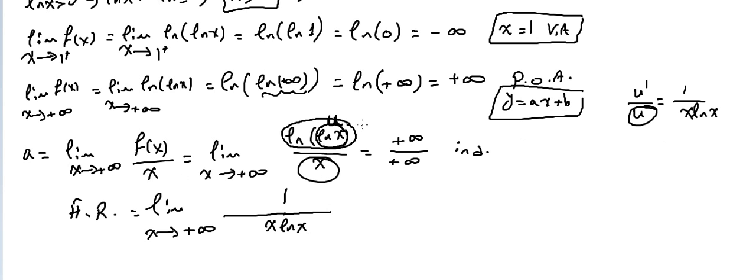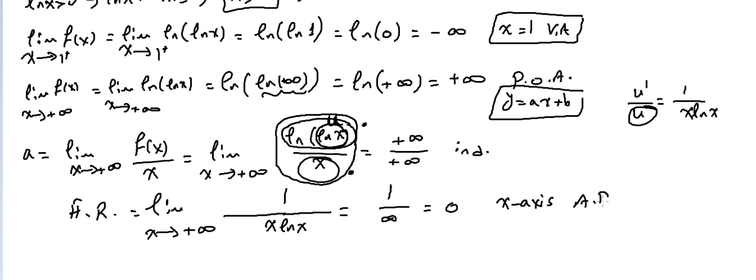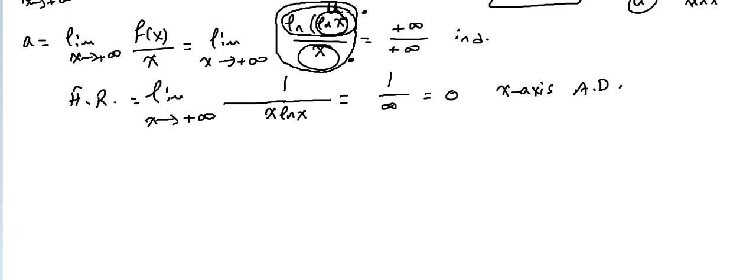And that's L'Hopital's rule: just the derivative of the numerator over the derivative of the denominator. We don't do the derivative of a fraction. That's something else, u prime v minus v prime u over v squared. That's something totally different. Now we substitute infinity. It's going to be 1 over infinity, and the answer is 0. So a is 0. I did those limits in one of the videos, you can go back and see it. This means we can directly say that the x-axis is an asymptotic direction.